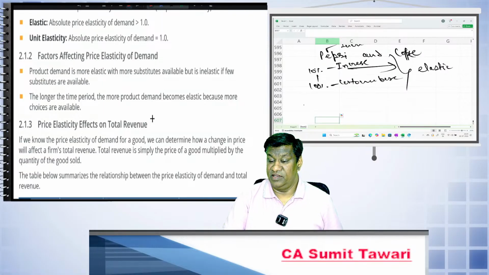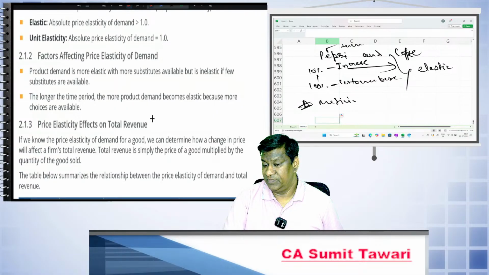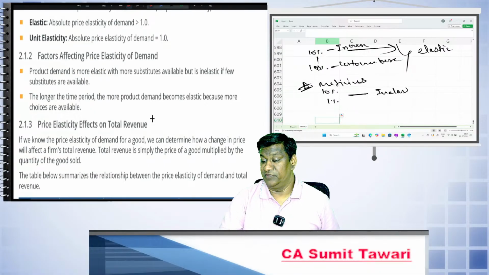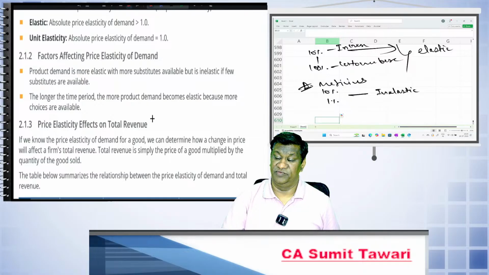Okay, and then drugs, meaning medicines. Even though there is a 10% increase in price, some patients may avoid taking the medicine, but it will affect hardly 1% of people, or even none. So in that situation, it is inelastic. It means an increase in prices will not affect the quantity demanded. Particularly for a daily needs item, even though prices get increased, people need to consume. Okay, so that we need to consider.